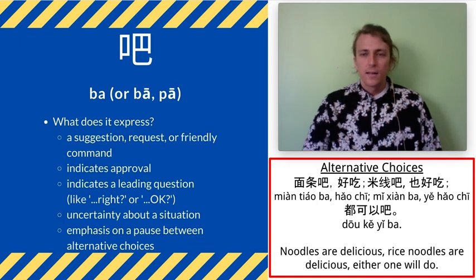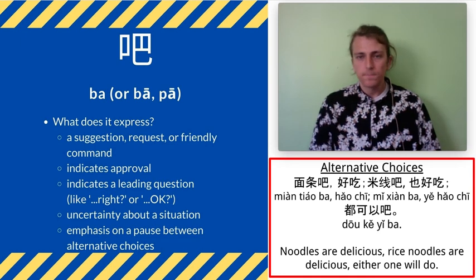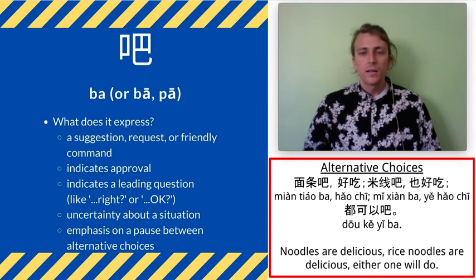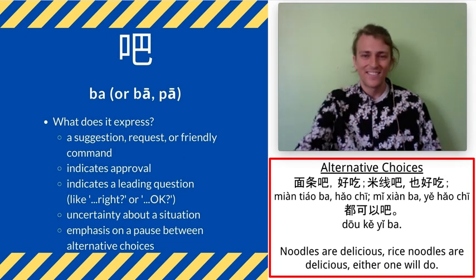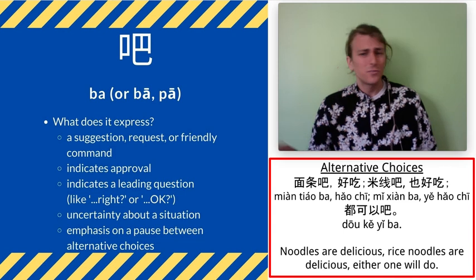So you have these choices in this situation where you don't really mind which is chosen. That's often how it's used as far as I can tell. So 面条吧好吃,米线吧也好吃,都可以吧?